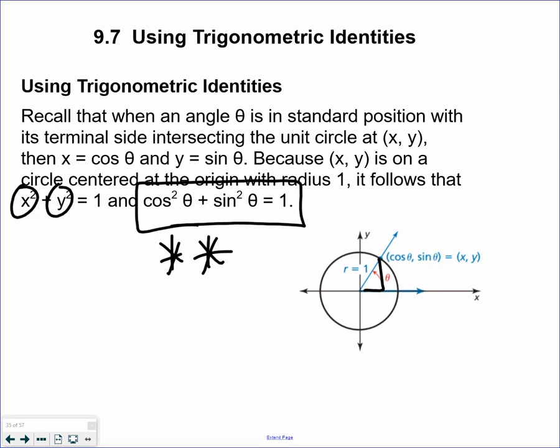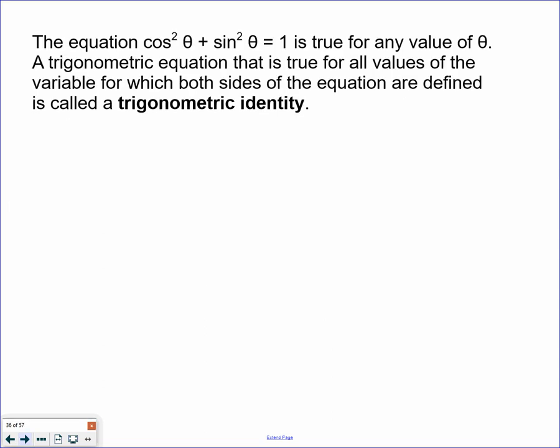And it's one of many trig identities that you will have to know next year, more so than now. So remember, this is a lead in to things that you're going to do next school year. So trig identities. The equation cosine squared theta plus sine squared theta equals 1 is true for any value of theta. A trigonometric equation that is true for all values is known as a trig identity.